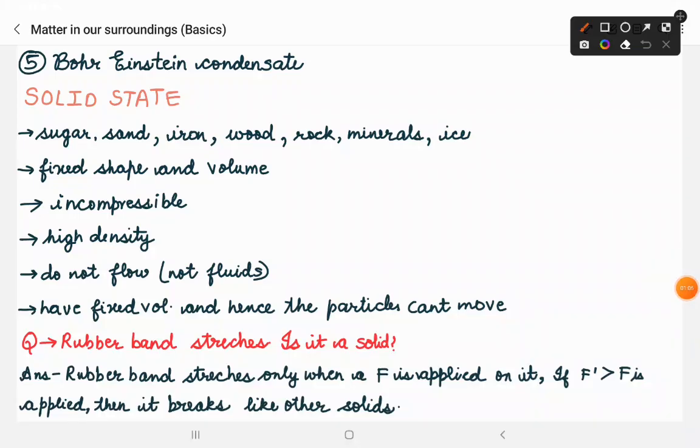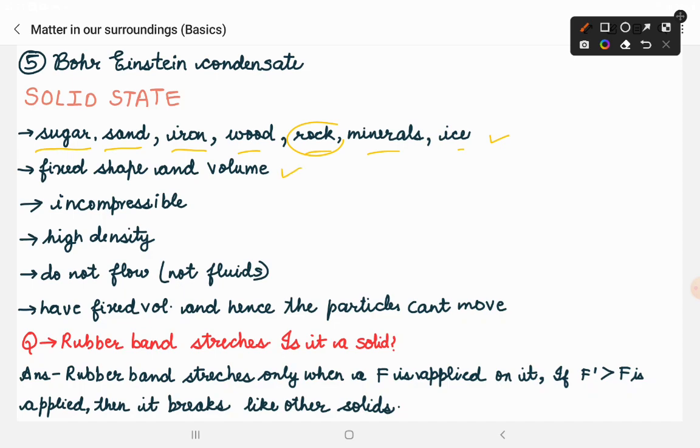Now see students, for solid state, first of all we should understand some examples of solids to make it clear what a solid state is. You know sugar, sand, iron, wood, rock, minerals, ice, etc. These all things are included in the solid state. We know sugar is a solid, sand, iron, wood is also solid, rock is also solid. Now let us see the basic properties of solids.